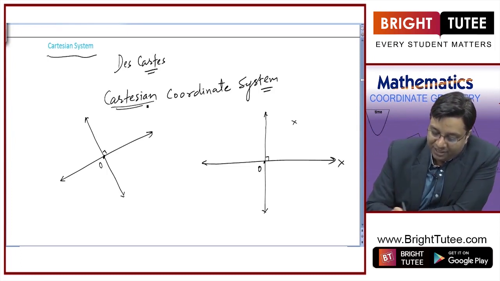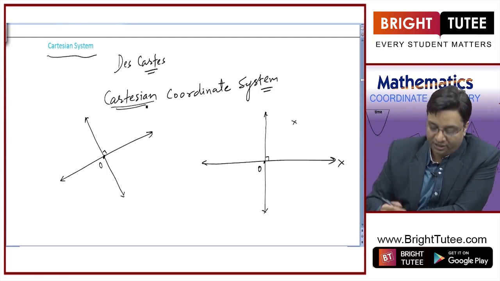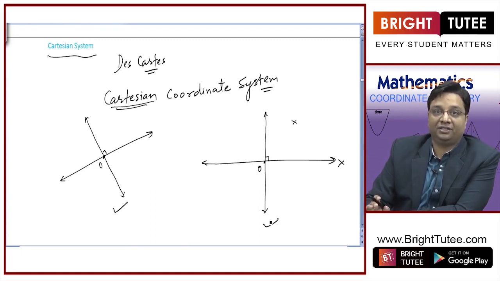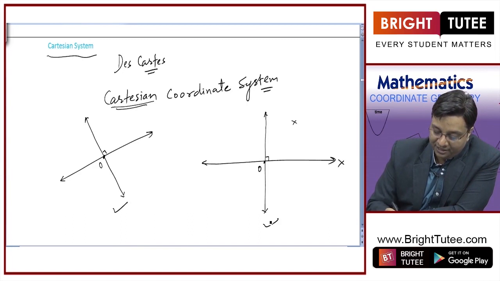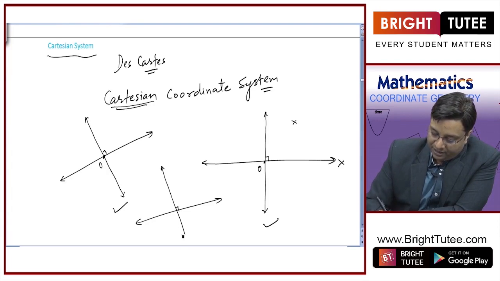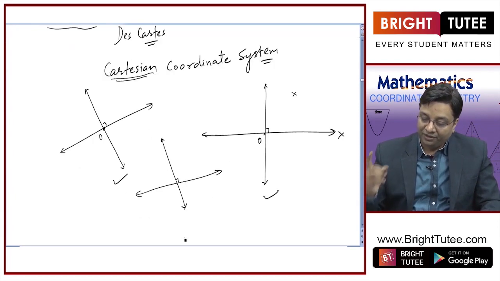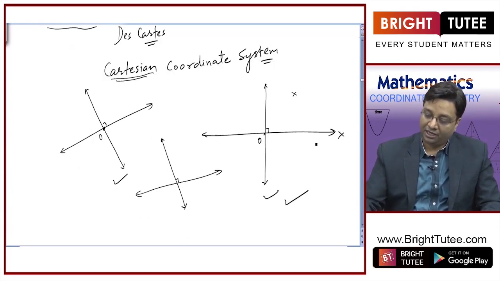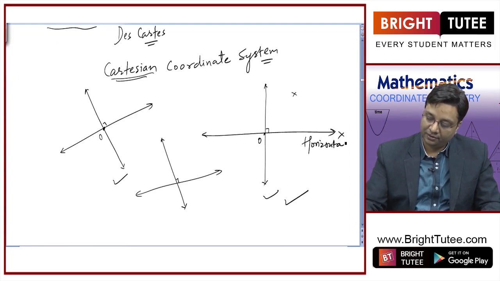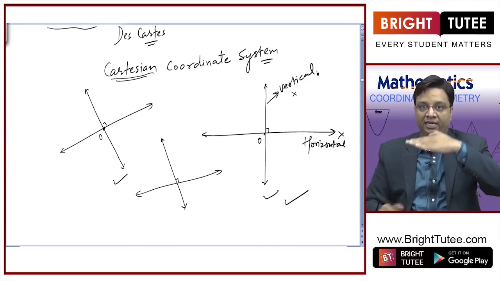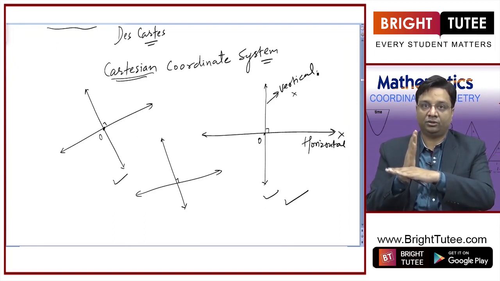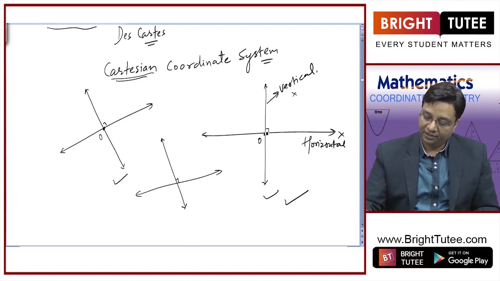So Cartesian made it simple for us to locate a point using these mutually perpendicular lines as our reference lines. If you draw any one line and another line perpendicular to it, that system will be known as the Cartesian coordinate system. But we will use two mutually perpendicular lines, one horizontal and another vertical. The point where they intersect each other is known as origin.